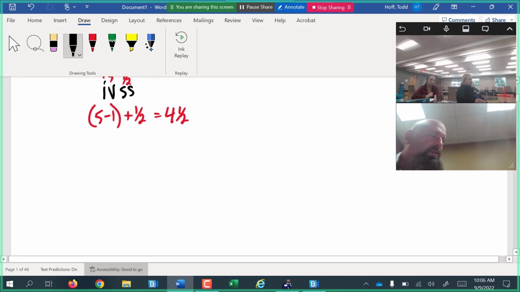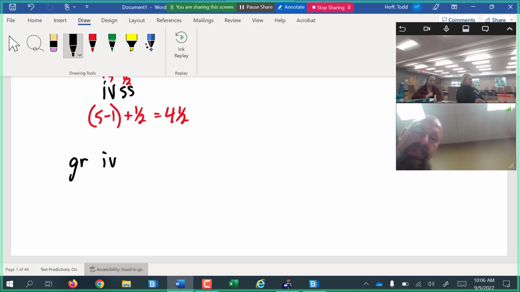So we might be asked to convert GRIV. When we deal with grains, a lot of times we put the grain, the abbreviation for grains, in front of the number, and we use the Roman numeral. So GRIV means 4 grains.